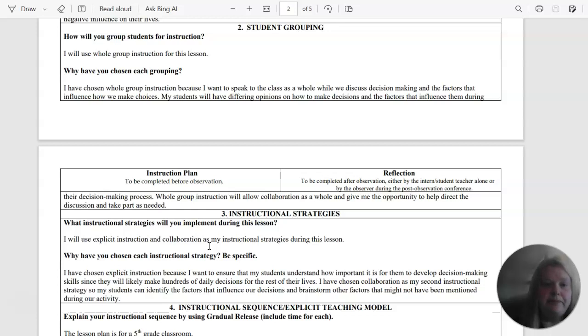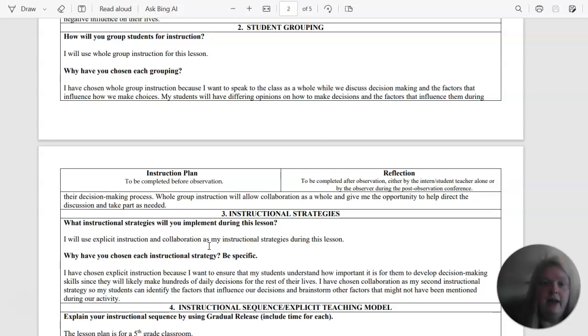The instructional strategies I'll use during this lesson are explicit instruction and collaboration. And I've chosen explicit instruction because, again, I want to ensure that my students understand just how important it is for them to develop their decision making skills because they're going to make hundreds of daily decisions for the rest of their lives. Some of them are going to be very easy decisions that don't require much thought, like which shirt should I wear today, while others are going to be very big decisions that will impact the rest of their lives.